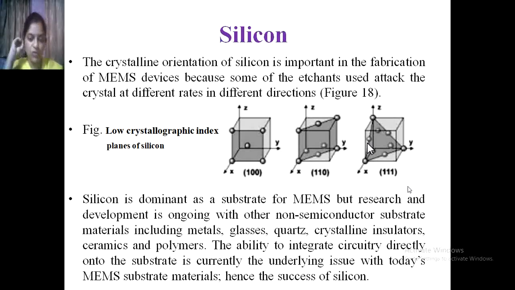If we replace silicon, integrating circuitry directly onto the substrate is the biggest task in today's research and development when using a main substrate other than silicon. But silicon has had so much success in developing other layers on the silicon substrate. So these are the low crystallographic index planes of silicon.